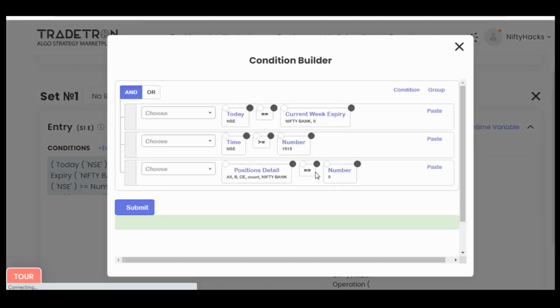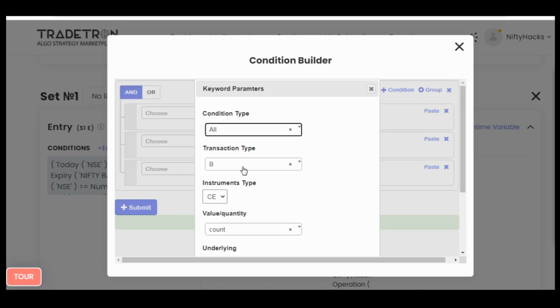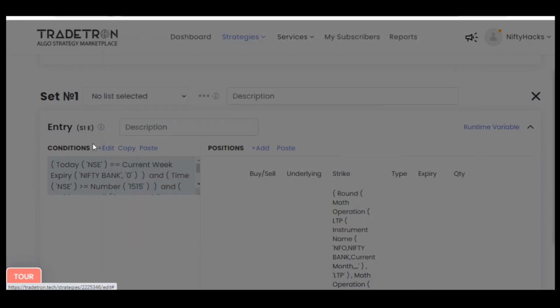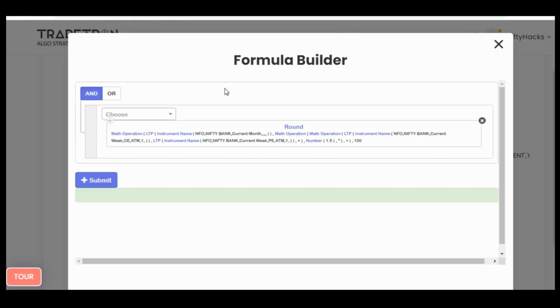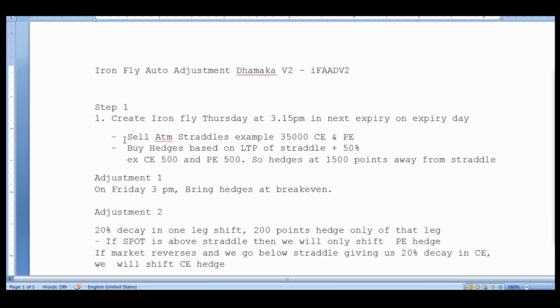So this is set 1, which is for call hedges. So we are entering it on expiry day. So this is for that today is equal to current week expiry, and time is greater than or equal to 3:15, and here position detail all by call count is equal to 0, right? Means on the buying side no entry has yet happened. So this is simple. After that we are simply entering the hedges. Now if you want to understand this properly, please go through the iFAAD version 1 video where I have explained this in very much detail, I must say. So we are buying the hedges as per this condition of the strategy, right?